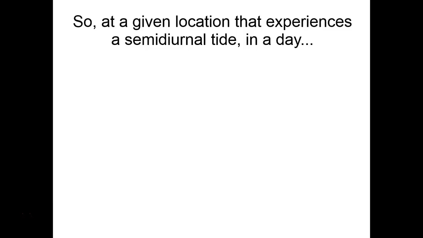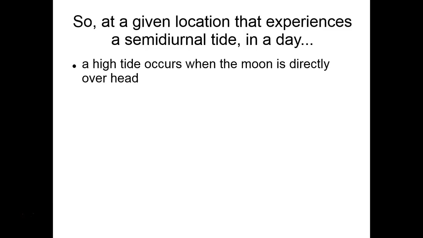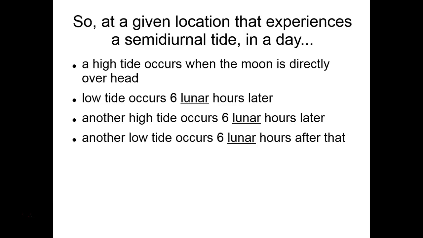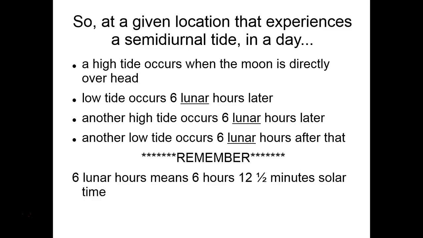Okay, so at a given location that experiences what's called a semi-diurnal tide, that means 2 high tides that are the same height and 2 low tides that are the same height, in a day, you have a high tide occurring when the moon is directly overhead. The low tide occurs 6 lunar hours later. Another high tide occurs 6 lunar hours after that. Another low tide occurs 6 lunar hours after that. And just remember that 6 lunar hours actually means 6 hours and 12.5 minutes solar time.